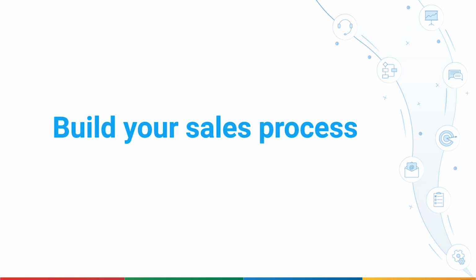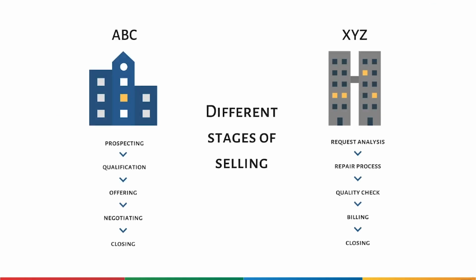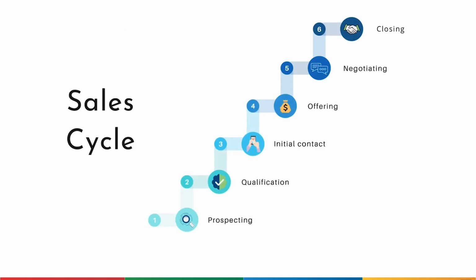Build your sales process. Understanding the sales cycle in Zoho CRM. There's a sales cycle in every business. Although selling might go through different stages in various companies, there's a pattern that we all follow that defines the sales cycle. A sales cycle can generally be defined as the different stages from acquiring leads to closing a deal. The stages include prospecting, qualification, initial contact, offering, negotiating, and closing.